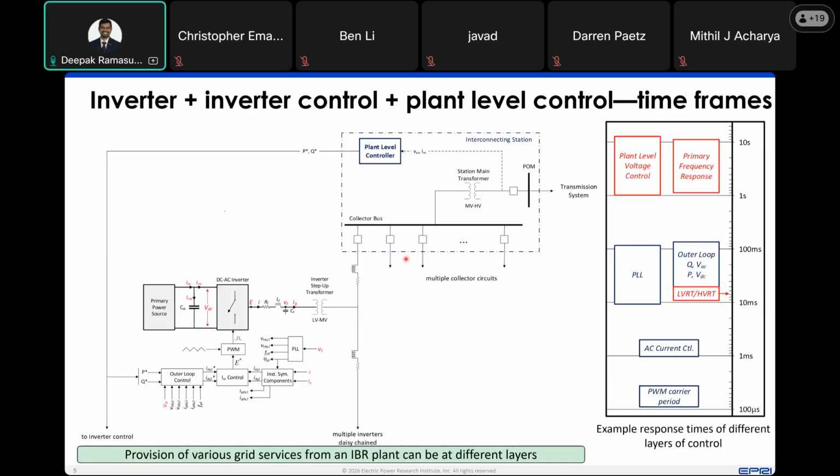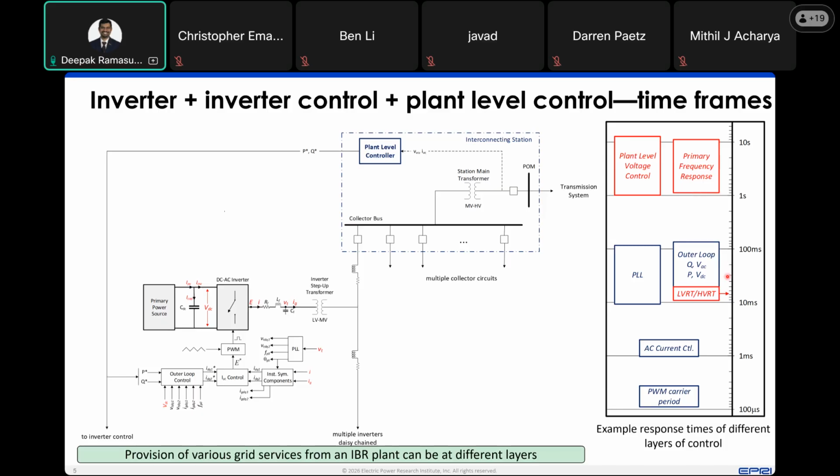Now, let's go to the plant level. So that was the operating principle of an individual inverter within the plant; from the perspective of its terminals, that's how it operates. In the majority of the inverter-based resources that we have today, the plant level controller is responsible for controlling frequency, for providing frequency response, and for providing voltage control at the plant control level. But all of that happens on a slower time scale.